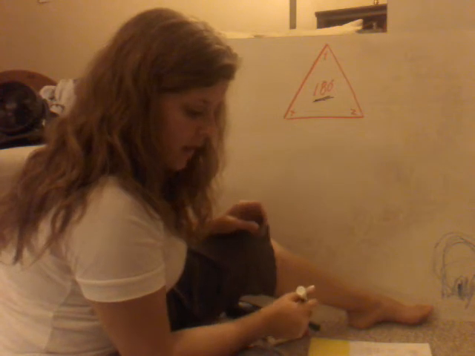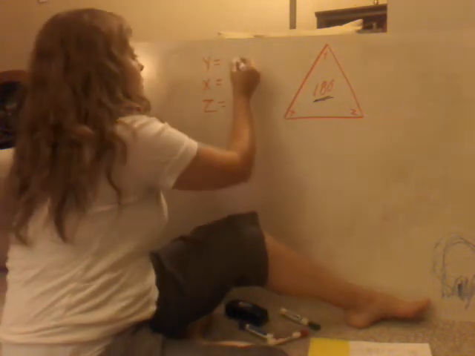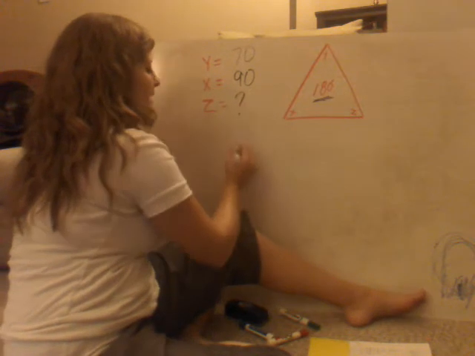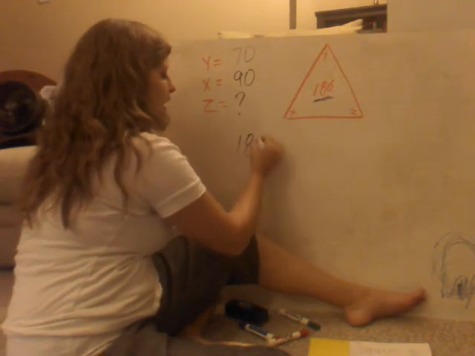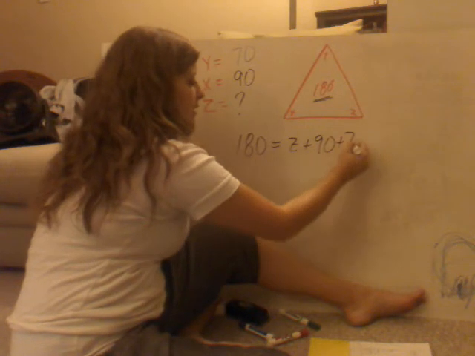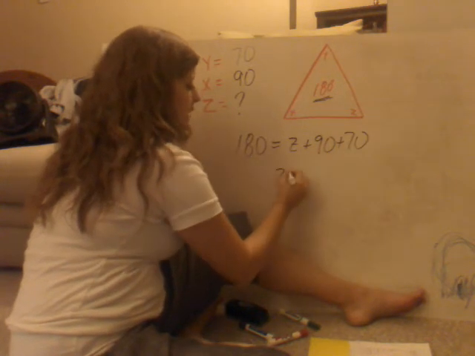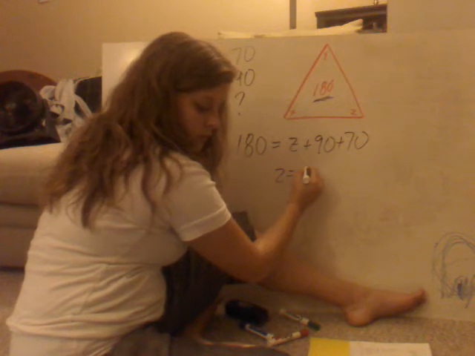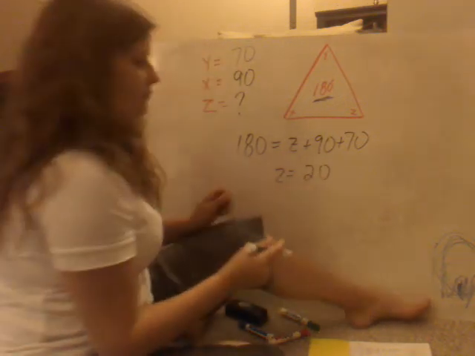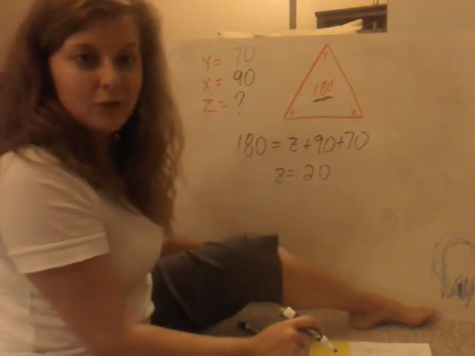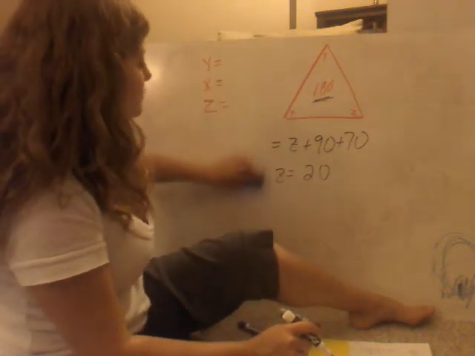Last one for this, Y is equal to 70, X is equal to 90. I want you to find Z. 180 is equal to Z plus 90 plus 70. Z is equal to 20. I had to double check there for a minute. I thought maybe I messed up on my math. It just didn't look right. But that's it. Okay.